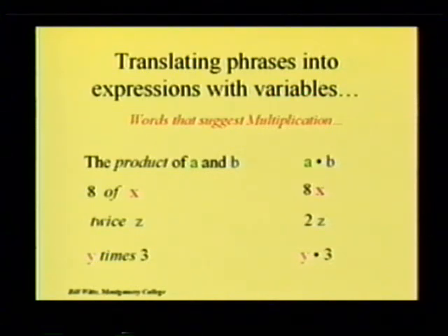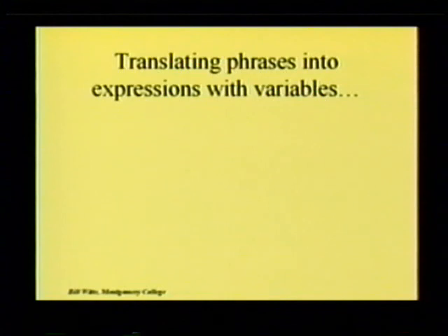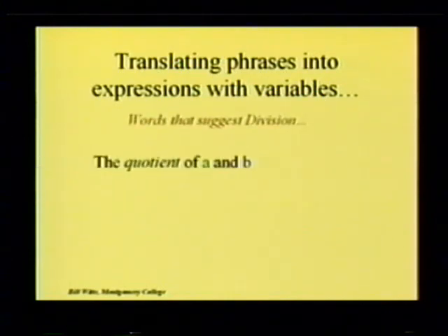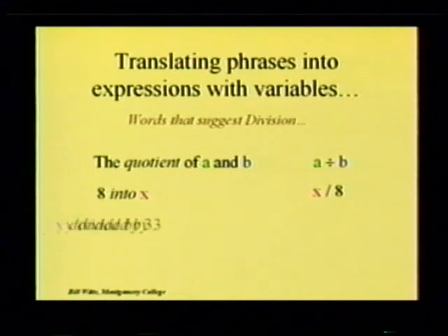Last one, let's look at the words, or remember our words for division. Remember the word quotient infers the answer to a division problem. So the quotient of A and B is A divided by B. I can do that. 8 into X means 8 divided into X, which means I started with X in this case. So this is a little tricky. You're going to have to go X divided by 8. You have to switch them. You've got to be careful there. Sometimes they switch. This one's an easy one. Y divided by 3. And of course, that's enough for today.